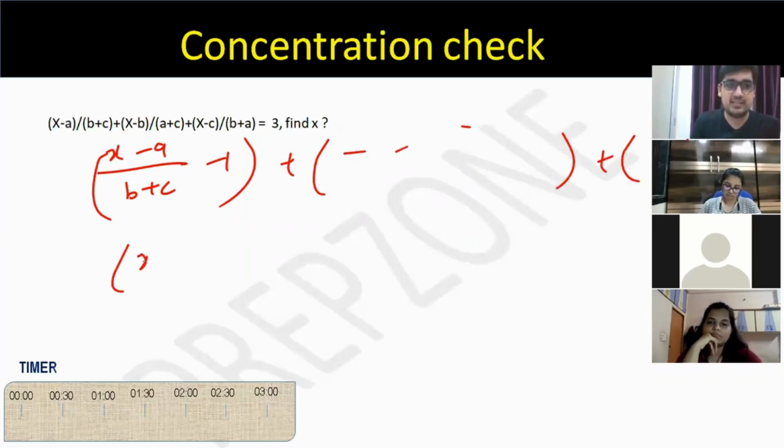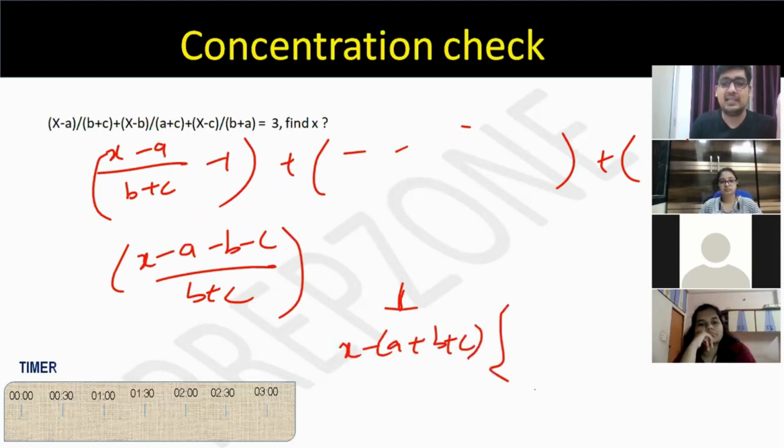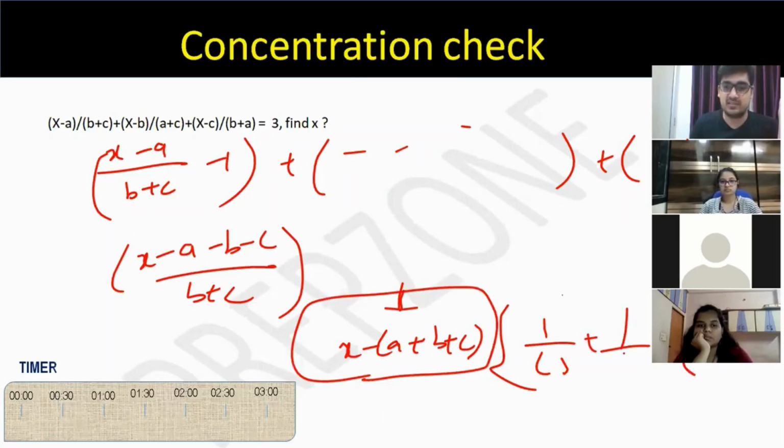I'll just solve this. This is X minus A minus B minus C upon B plus C. Okay, here also the same will be formed, X minus A minus. If you just solve this, you get X minus A plus B plus C common, and then there'll be some term 1 by something plus 1 by something should be equal to 0, which means this term has to be equal to 0 because this is a constant term. So X has to be A plus B plus C. This is the subjective way, or just apply symmetry and solve it. Next question.